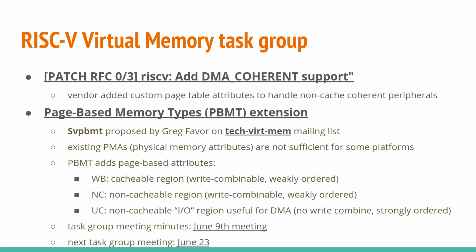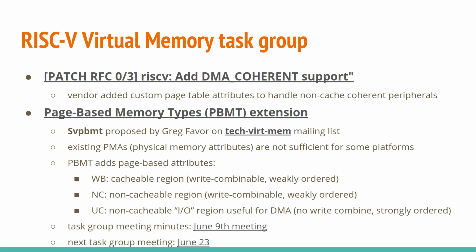And now we have that position where we need to figure out how to reconcile both what vendors are doing with real hardware right now and what we want the specification to be. Specifically in this instance, there's an extension currently proposed called Page-Based Memory Types, or PBMT. This was proposed on the Tech VM mailing list. There are existing PMAs, or physical memory attributes, in RISC-V, but they're not sufficient for some platforms, such as a SoC that has peripherals on a non-cache coherent interconnect.